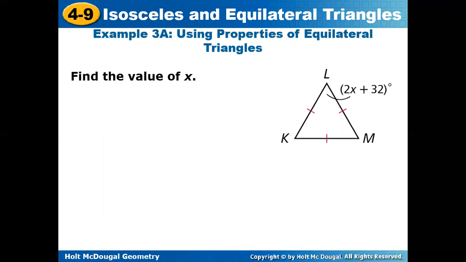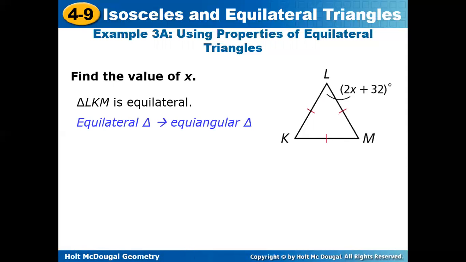Let's see example 3. Find the value of x. Maybe if you don't look carefully at this diagram, you say, how can I find the value of x? I know only the measure of one angle. But if you look carefully at this diagram, you can see that this triangle is an equilateral triangle, and we know that an equilateral triangle is equiangular.